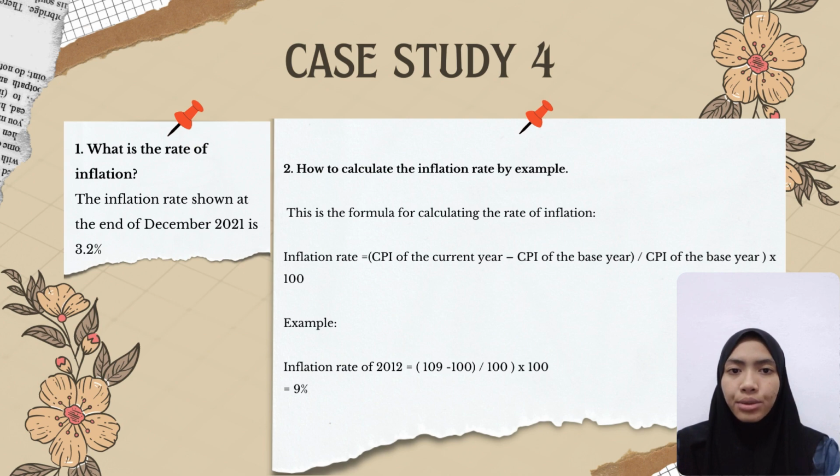The answer is, the inflation rate shown at the end of December 2021 is 3.2%. Question number 2. How to calculate the inflation rate by example? In order to calculate the inflation rate, we need to know the consumer price index for the year to be calculated. This is the formula for calculating the rate of inflation. Inflation rate equals CPI of the current year minus CPI of the base year over CPI of the base year, multiplied by 100. Example, given that the consumer price index in 2011 was 100 and the consumer price index in 2012 was 109, the inflation rate will be calculated as follows.